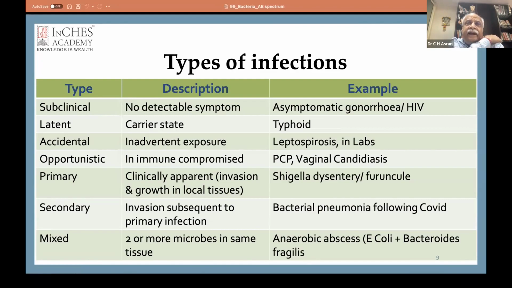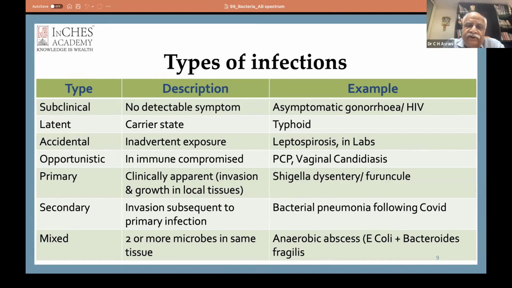Accidental, inadvertent exposure. You may call even dengue inadvertent, but dengue still, if you're not taking care of avoiding mosquitoes. Leptospirosis is very common for people who walk in collected water, dirty water, and people who work in laboratories may get exposed to certain viruses or bacteria. Opportunistic is immune compromised, like pneumocystis carinii pneumonia and vaginal candidiasis.